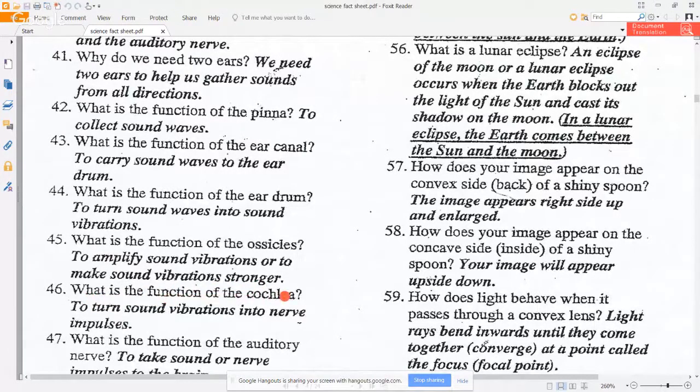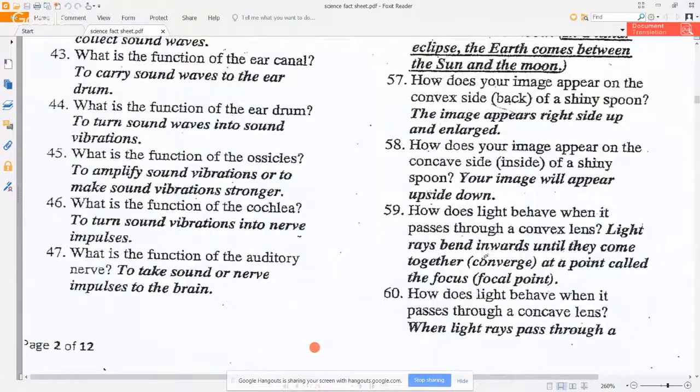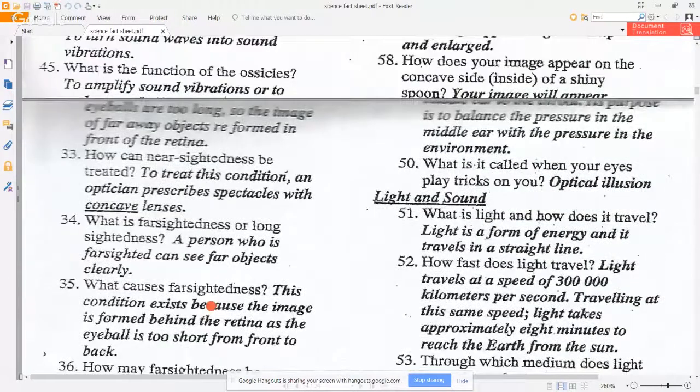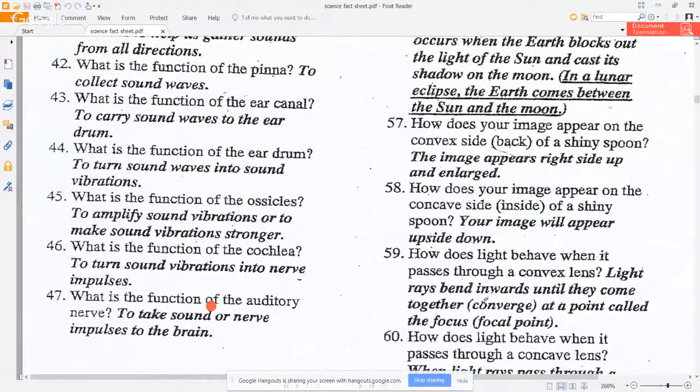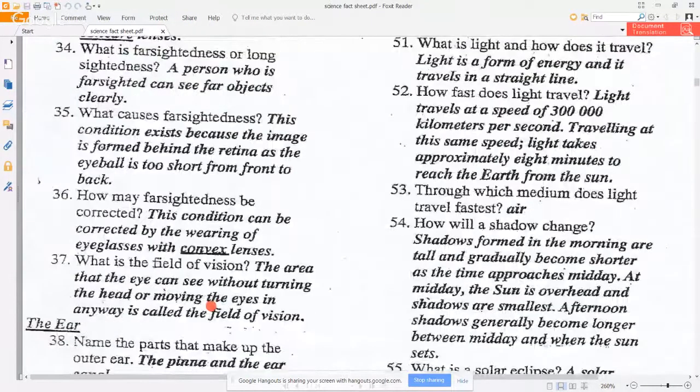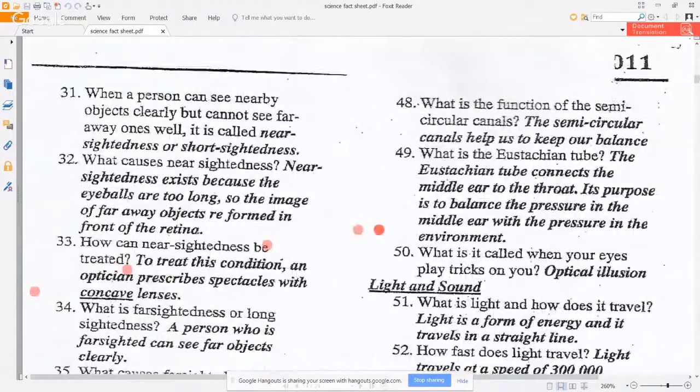46, what's the function of the cochlea? To turn sound vibrations into nerve impulses. 47, what is the function of the auditory nerve? To take sound or nerve impulses to the brain. Need to get back to 48. What is the function of the semicircular canals?